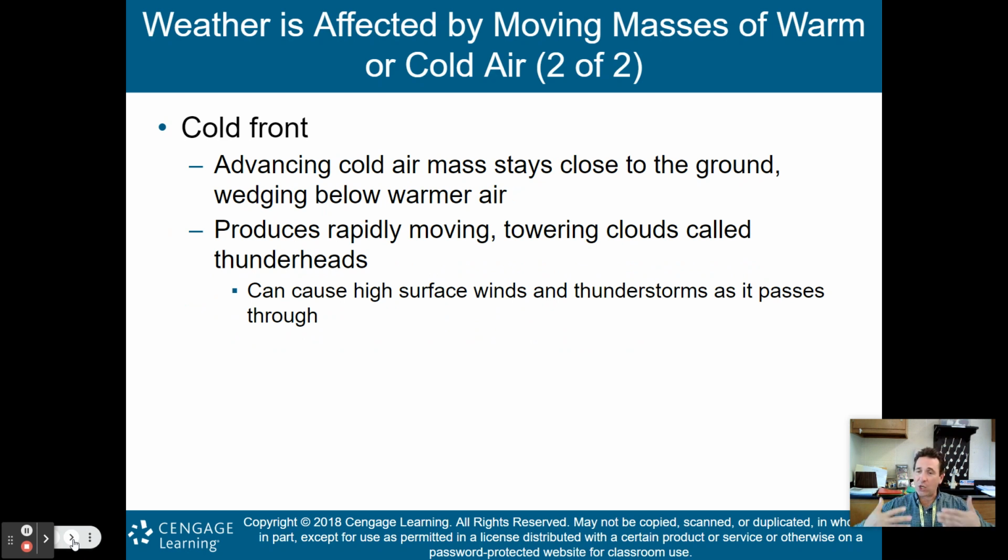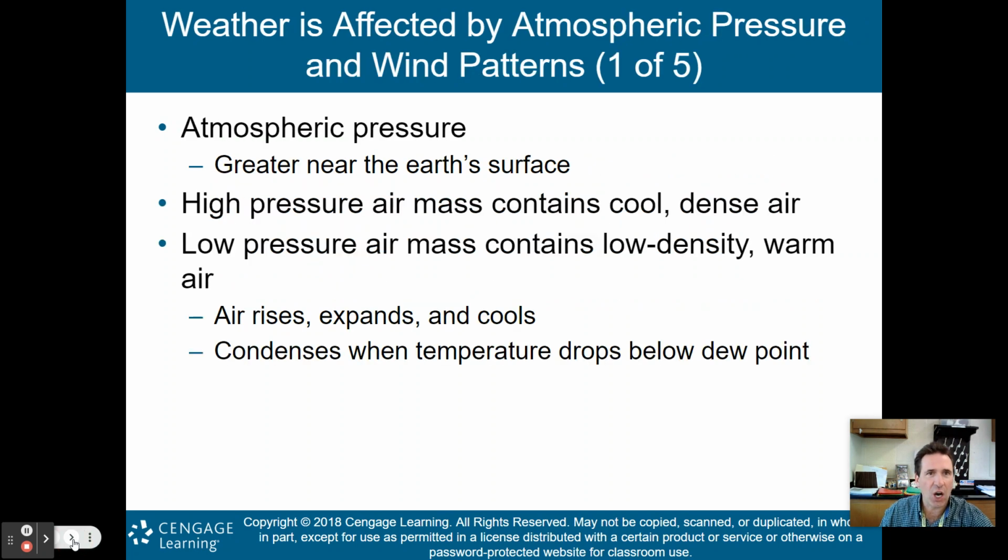A cold front is when cold air is moving into warm air. The advancing cold air mass stays close to the ground, wedging below warmer air. The warmer air then is shunted upwards. This produces rapidly moving, towering clouds called thunderheads. Most of your cold fronts can cause high surface winds and thunderstorms as they pass through, because that warm air is pushed up rather violently as that cold air pushes into the warm air. Because again, remember, cold air is more dense than warm air. So cold air is going to sink while warm air is going to rise. All right, so moving on.